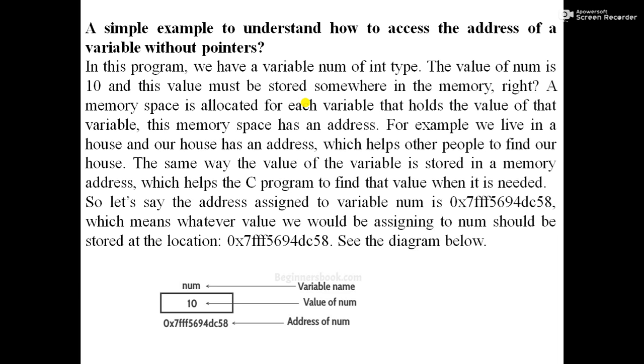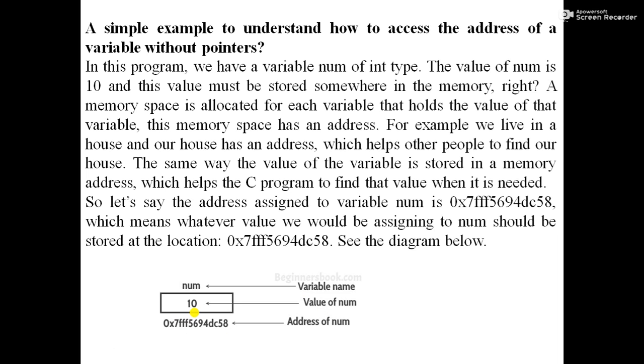Here we'll take a simple example to understand how to access the address of a variable without a pointer. Means what is the basic mechanism by which we can access the address of a variable? Because for using pointers, as we know, we require the address of a particular variable, and that address will be stored in the pointer variable, and by using the pointer operator we are going to print the value of that particular variable by using that pointer.